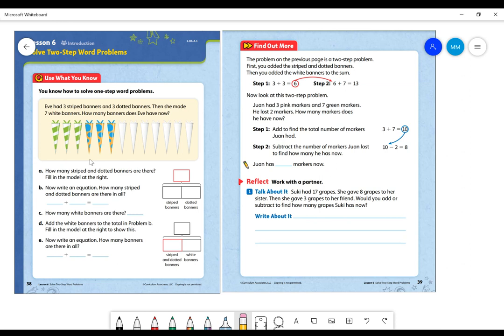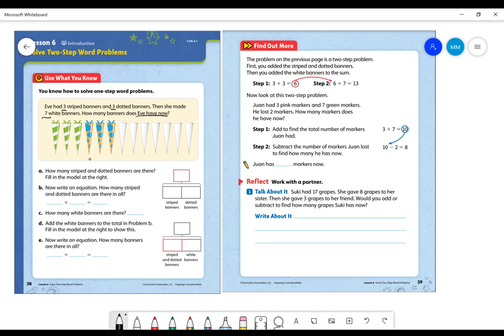So, if we're solving a word problem, remember we talked about how we can underline important numbers and important words. And we can find clues to tell us if we're adding or subtracting or if we are trying to find a missing part. So as you can see, I underlined 3 for the 3 striped, 3 for the 3 dotted. Then she made 7 white banners. How many banners does Eve have now? So let's move on to A to see if we can learn some new strategies to solve this problem.